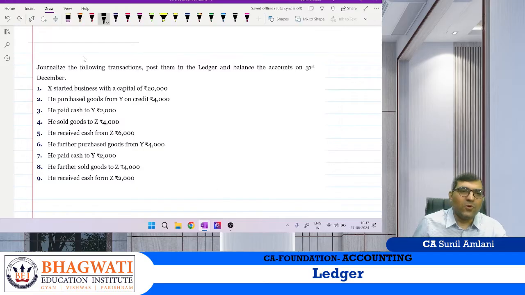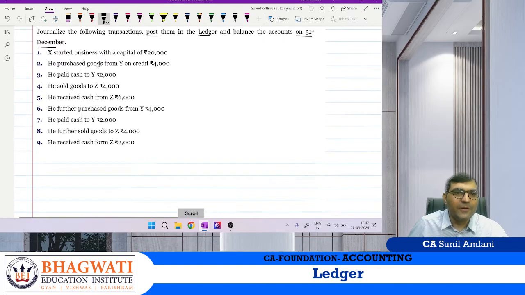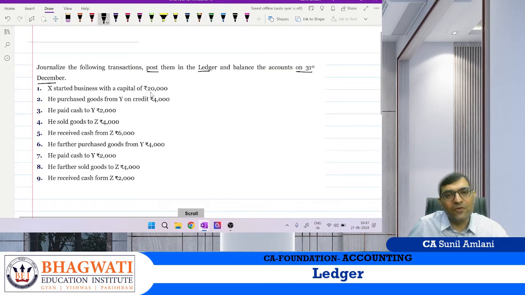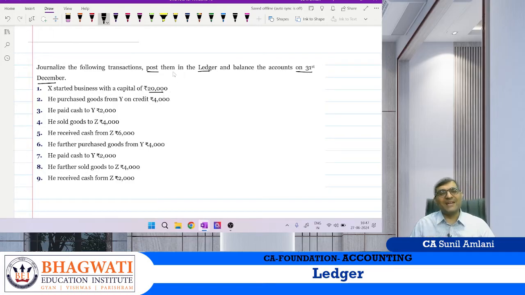So we have a question. Journalize the following transactions and post them into ledger and balance the accounts on 31st December. So we have to journalize these transactions as well as post them. X started business with capital of 20,000. So what will be the journal entry? I'm not wasting time in journal entry.